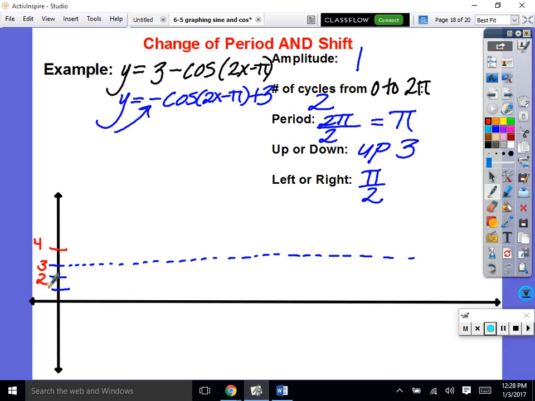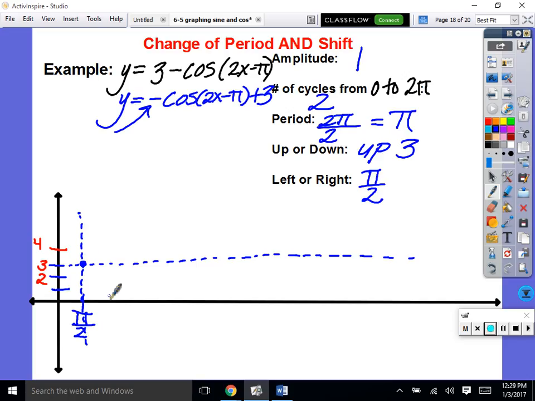Right. So now from there, we've got to shift right pi. So now we're going to go over here, and I'm going to put another dotted line. So we're going right pi half. So now we're starting at pi halves instead of 0. Is everybody feeling okay about that? Okay, so then from there, we're treating this as our new origin.